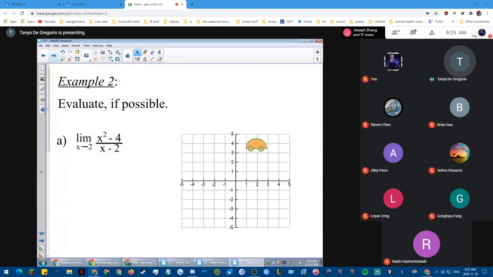Okay, evaluate if possible. So I have x squared minus 4 over x minus 2. So when we evaluate limits, we just sub in, right? So I sub in 2. Well, what happens? What happens if I just sub in 2? The denominator is 0. I got 0 over 0 here.